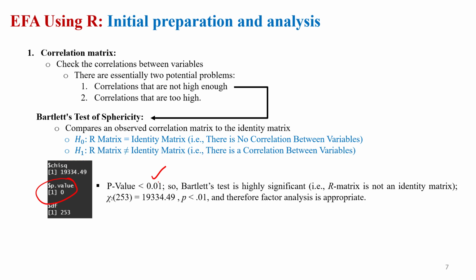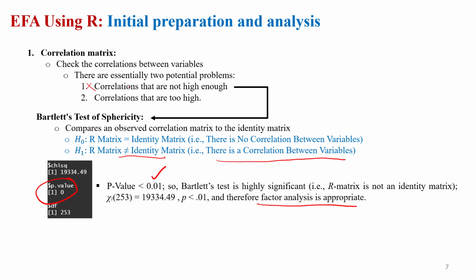So that means we will say reject H naught. The p-value is less than alpha, so we reject H naught. That means the R matrix is not equal to the identity matrix, which means there is a correlation between the variables. Whenever there is a correlation between the variables, that is good for factor analysis, so we can say this problem is solved for this particular data set.